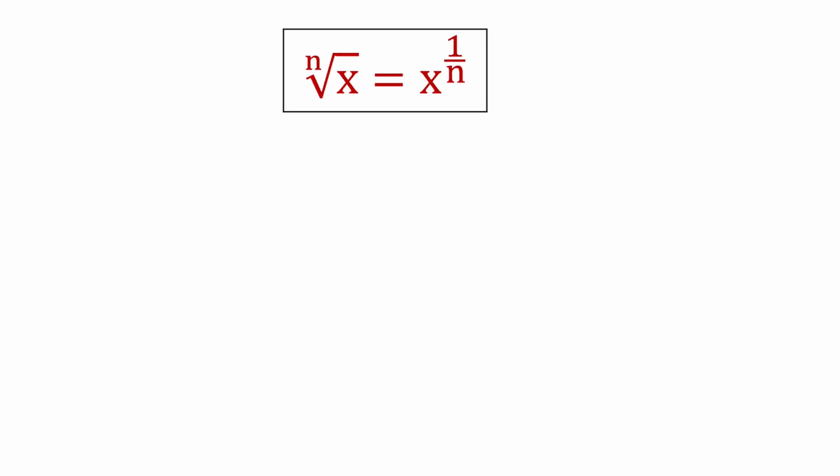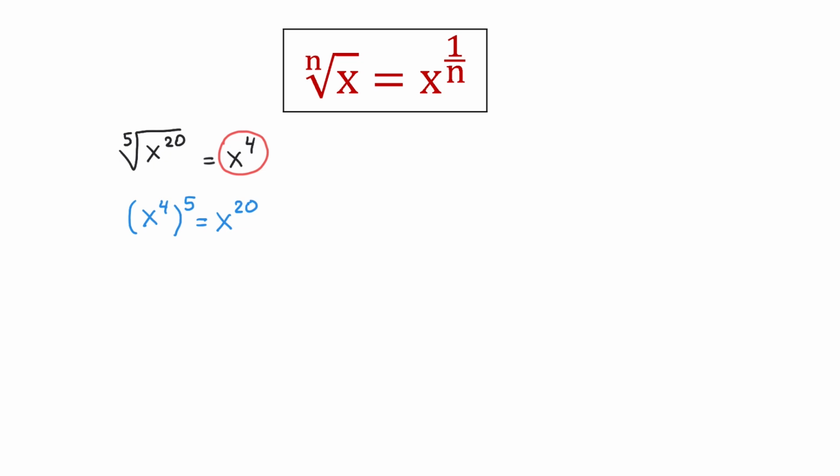Hello! To understand how the nth root of x equals x to the 1 over n, let's look into some examples involving radicals and exponents. For example, let's say we need to find the fifth root of x to the 20th power. To simplify this expression, it means to find something that we would raise to the fifth power to get x to the 20th power. And that would be x to the fourth power, because 4 times 5 equals 20. So then, the fifth root of x to the 20th power equals x to the fourth power.